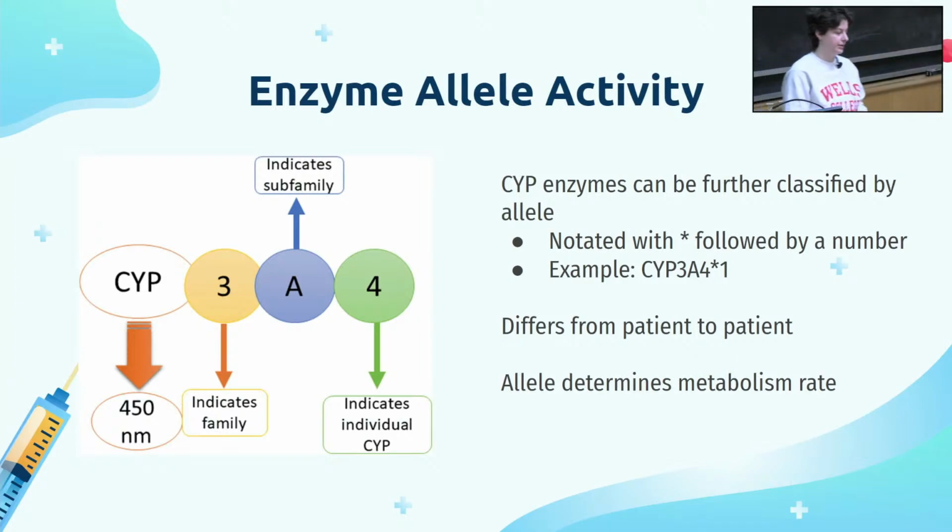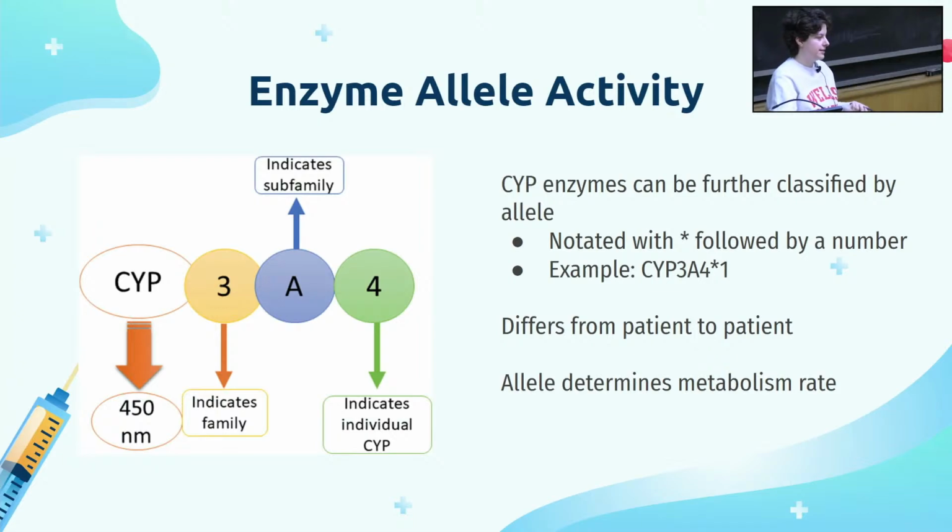So an extension of that is you can further classify them by their allele type. That is notated with a little asterisk followed by a number. So for example, CYP3A4 star 1 indicates a normal metabolizer, which I'll go into a little bit in the next slide. But that's what you would see there.